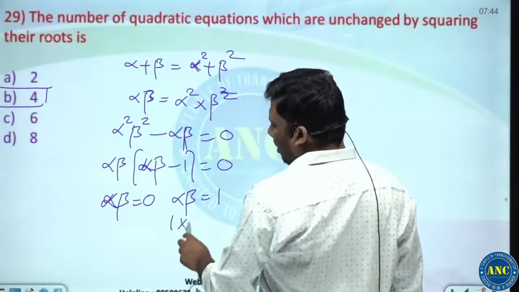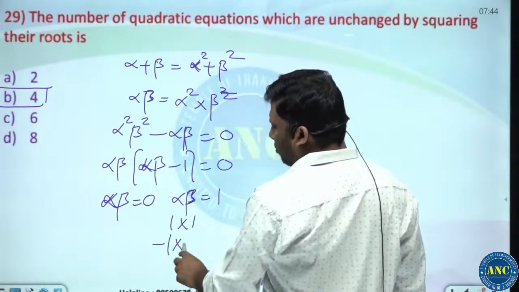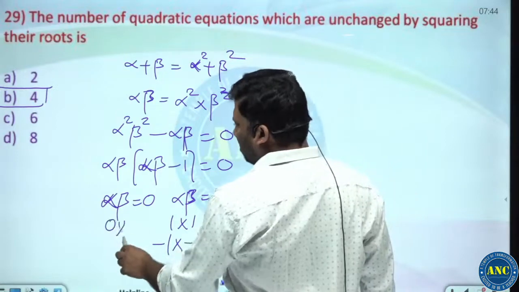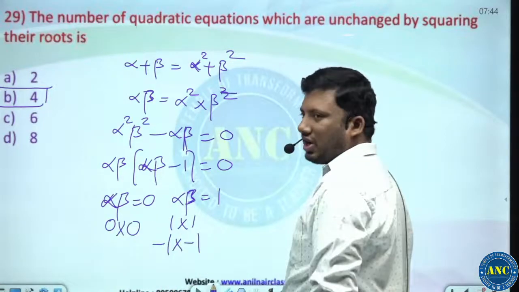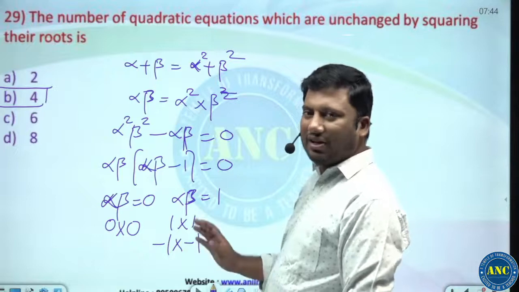Alpha beta 1 means 1 into 1, or minus 1 into minus 1. Here it is 0 into 0. From there, check which value is satisfying the equation.